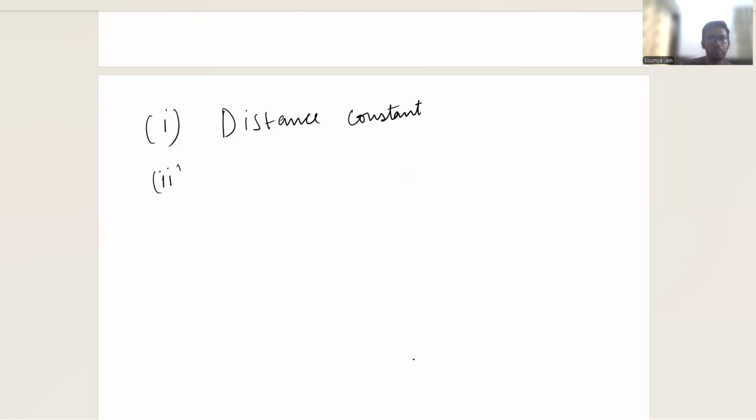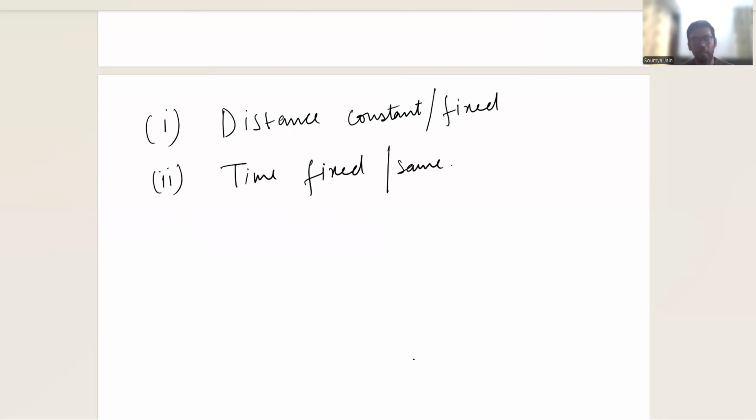And the second is time fixed. Same. I would not say time constant. The time cannot remain constant. So again, it's better you use fixed or same. Now, what this means, we'll discuss in detail. Now, first, let's consider the first category. It is distance constant.